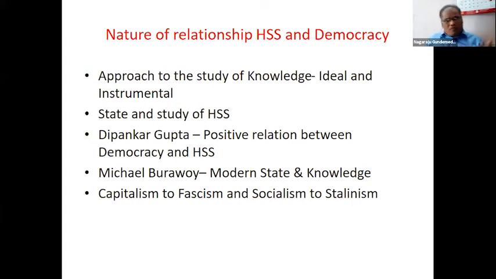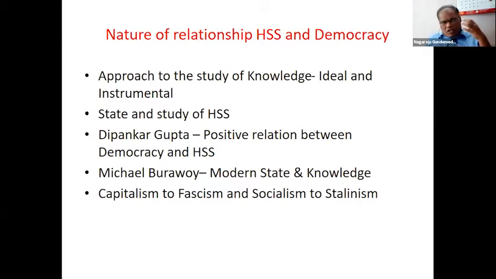But after the formation of modern states, from the 19th century onwards in general, and 20th century onwards in particular, you would see that the state, irrespective of its ideological orientation, whether a theological state, a socialist state or a democratic state, all the states are scared of the humanities and social sciences.